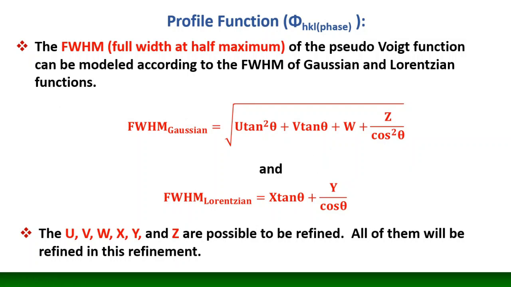One important parameter correlated with the peak profile is the full width at half maximum of the peak, the FWHM. For the pseudo-Voigt function, the FWHM depends on the FWHM from the Gaussian component, which depends on parameters U, V, W, and Z, and the FWHM from the Lorentzian component, which depends on the parameters X and Y. Okay, so throughout this refinement, we'll be trying to refine all these 6 parameters, U, V, W, X, Y, and Z. All of them can be refined, and we are going to refine them progressively and see how it impacts the peak profile for all the peaks, and how it impacts the quality of the fit of the calculated diffractogram to the experimental diffractogram.